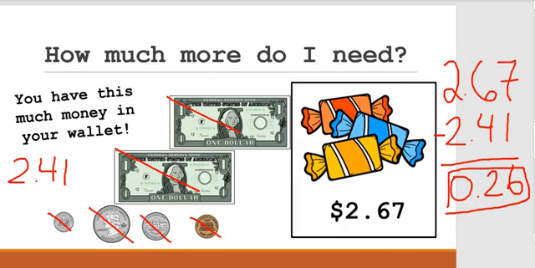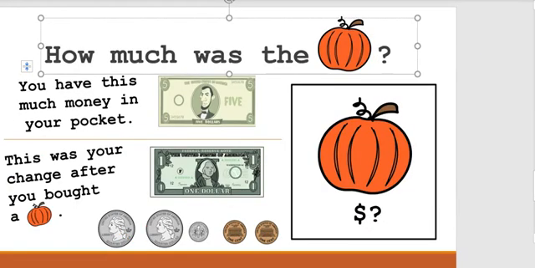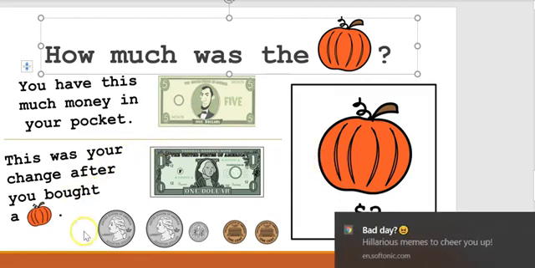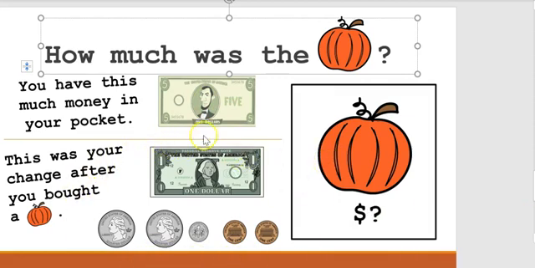Okay, last question I have for you is how much was the pumpkin? You've got this amount of money in your pocket, $5. You bought a pumpkin, and then you have this amount of money left. All right, so that should send off a warning. This is different from the other two as well.